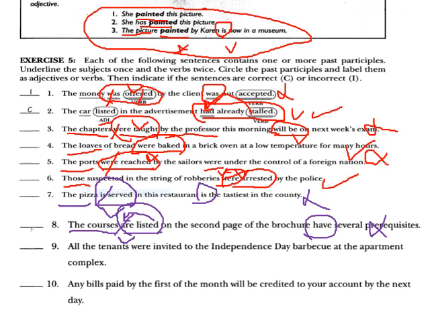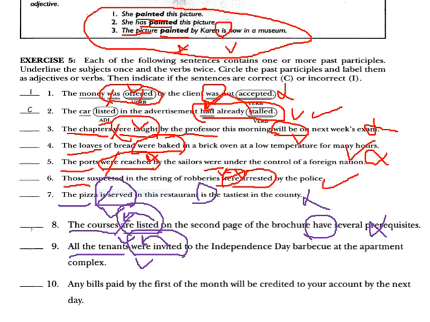Number 9. All the tenants were invited to the Independence Day barbecue at the apartment complex. Fine. All the tenants is the subject, were invited. We see we have invited, a past participle that came with the verb to be, were. So in this case invited is the past participle part of the verb, and were invited altogether is the verb.